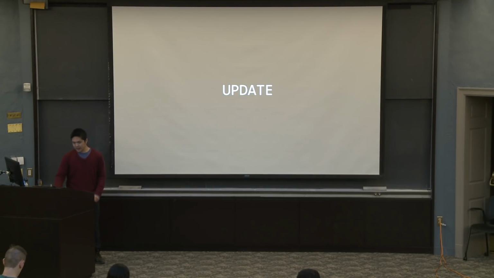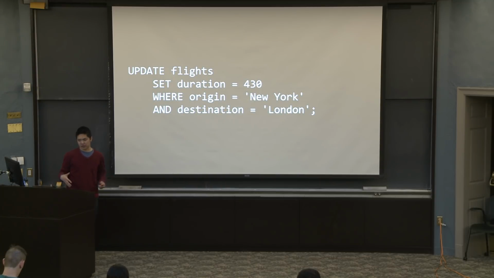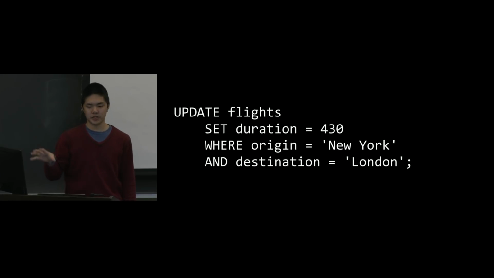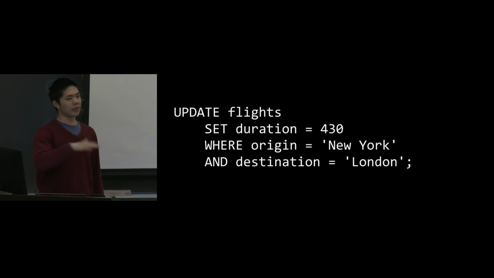All right, updating data. Again, very similar to what we saw in CS50, this is just going to be a review. The syntax looks a little something like this. You update the table name called flights, setting a column to a particular value. So setting duration to 430, where a particular condition is true. So the New York to London flight, I want that to have a duration of 430, for example.